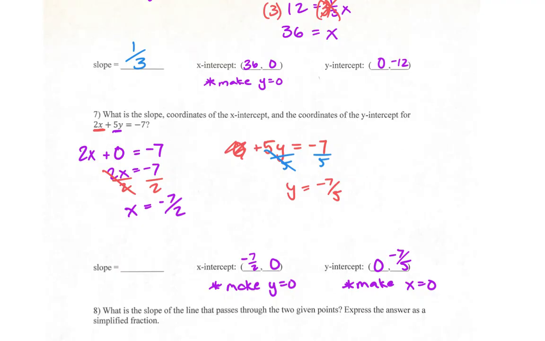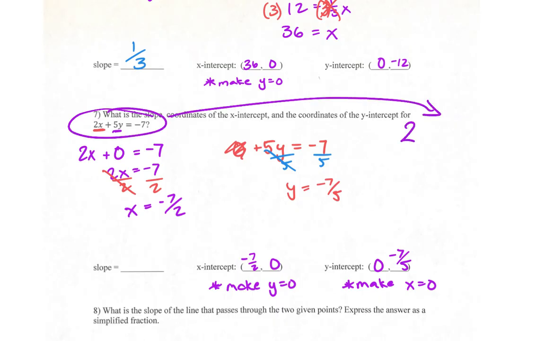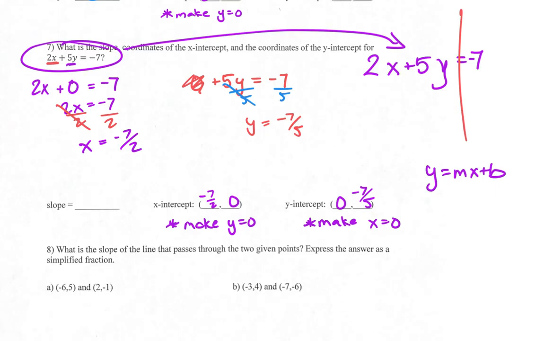And now we can find the slope. But to find the slope, we've got to take this and put it into slope-intercept form. So I want that to be y equals mx plus b. So I've got 2x plus 5y equals -7, and I eventually want that to look like that. So the plan here is I need to move the x's. It's always the same two steps. You move your x's over, you divide by the number in front of y. So move the x's over.